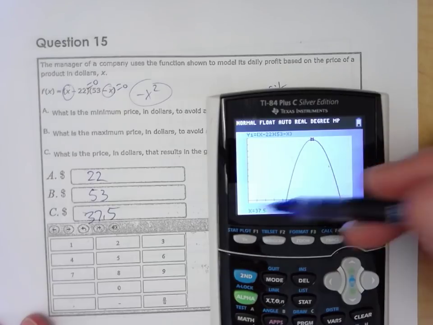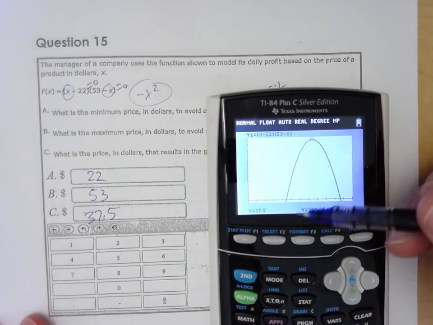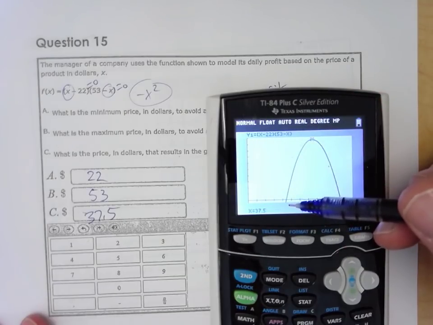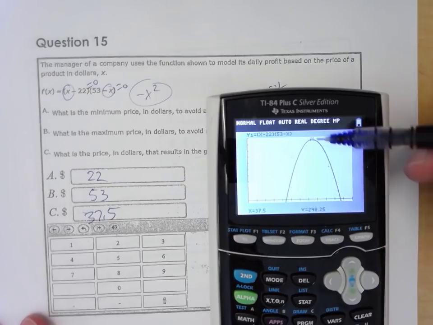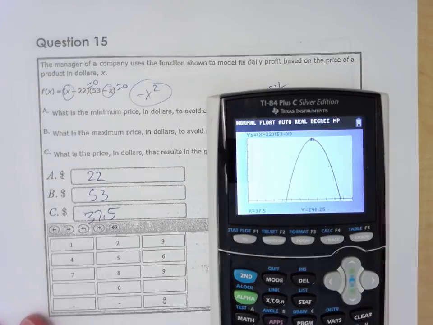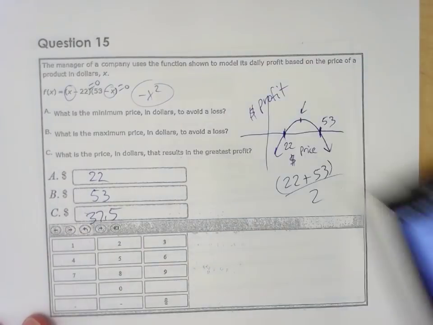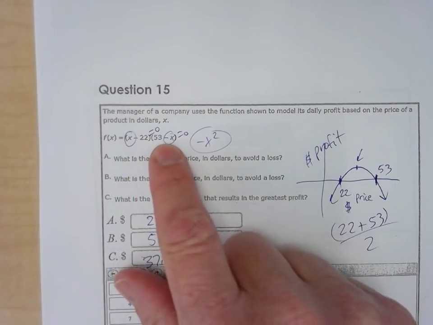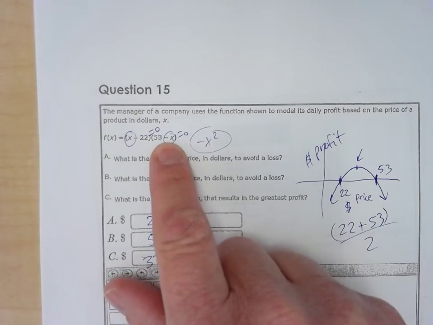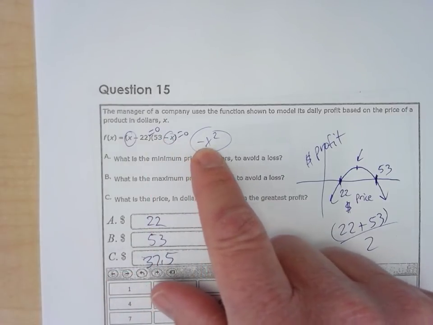So dollars this way, dollars in profit this way. The least you could charge, the most you could charge to not lose any, but you're going to get your maximum profit at 37. So it is an upside down parabola because you can check it with the FOIL here. The x times the negative x makes it negative x squared plus blah blah blah, and so we know that it's an upside down parabola.